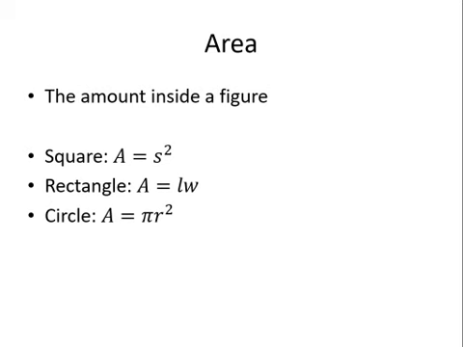If you know the diameter, cut it in half. So if your diameter was 10, radius would be 5. If your diameter was 30, radius would be 15. Whatever the diameter is, cut it in half, and that's your radius. So that's the area of your figures. And that's basically it.